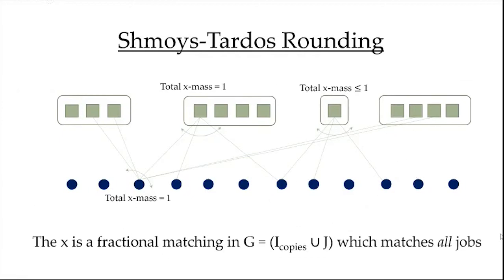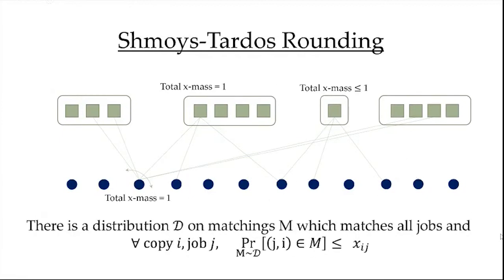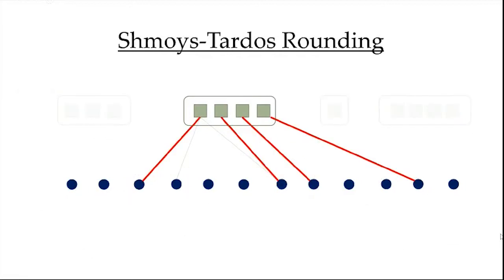And what that means is that there's a distribution of matchings on this blown up bipartite graph. Recall, I'm looking for a matching. I want to send every job to some machine, so that for every job and every machine copy, the probability that this job is going there is at most Xij. And this is the crucial part we'll need. So this is a random matching. Once you do a random matching, this copy gets this job, this gets this job, and this machine gets all these four jobs. And that's Shmoys-Tardos's algorithm.